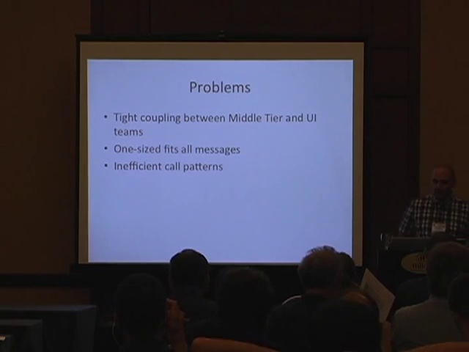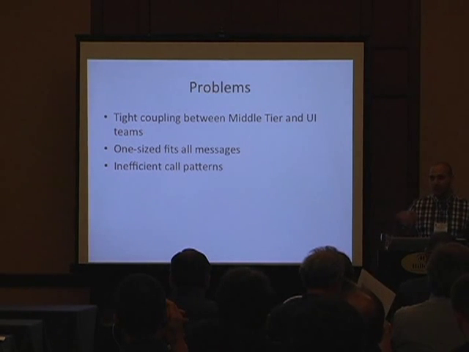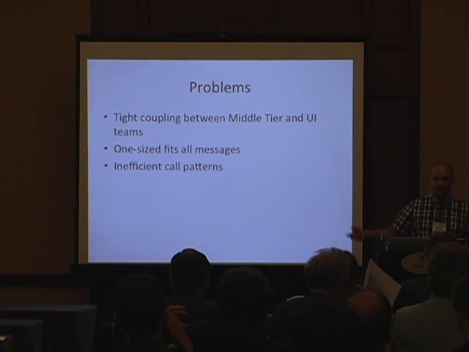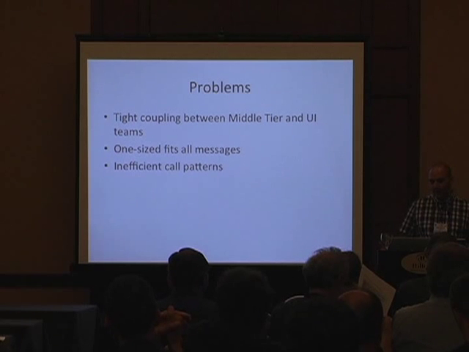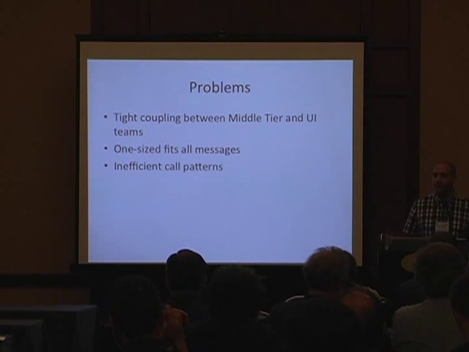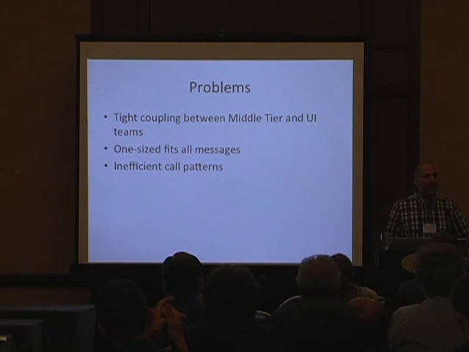One, it meant tight coupling between the middle tier and the UI teams. Every single time we needed a new feature, we had to go to the UI team, they had to develop it, and then the UI could incorporate it. We also eventually got one-size-fits-all messages. As the various devices and UI platforms diverged, their needs diverged, and we just threw everything into the same message, and messages got larger and larger. And overall, the more a client diverged, sometimes you'd end up with inefficient call patterns. You'd make more calls, and you'd be more chatty with the server than we'd like to be.